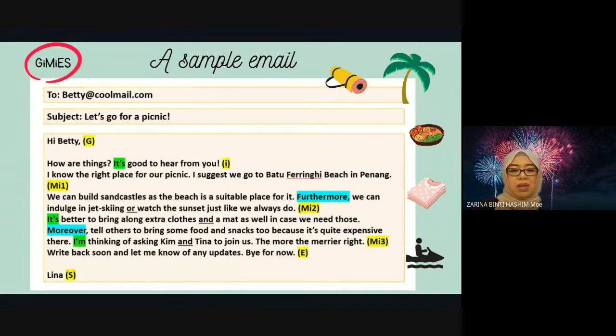Okay, so here I mention extra clothes, mat, and also food and snack. So that is answering MI3 or question 3, main ideas number 3. And the last one, this is the one that you have to write. That is E, ending. So how do you write for ending?